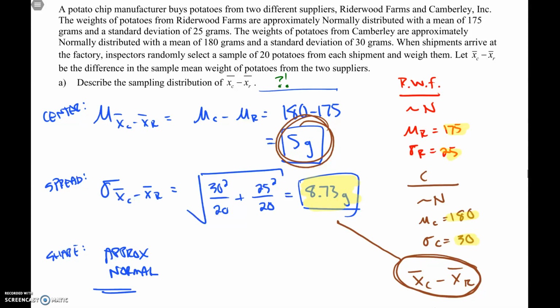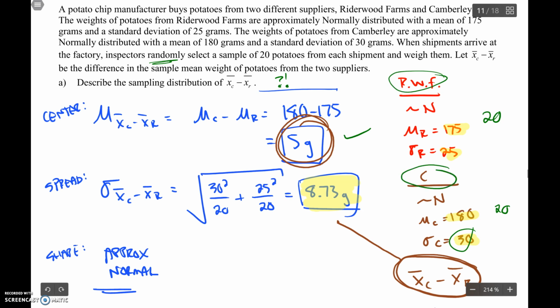Let's just verbally check the conditions. Random: did we take random samples? Yeah, we took random samples, so that's okay. 10% condition: do you think these sample sizes, 20 and 20, are less than 10% of all? I'm going to assume there's more than 200 potatoes. And is the sample from Riderwood independent of the sample from Camberley? Yeah, I don't see why the sample I picked from Riderwood would have any influence over the sample from Camberley. So independent samples, so we're good.